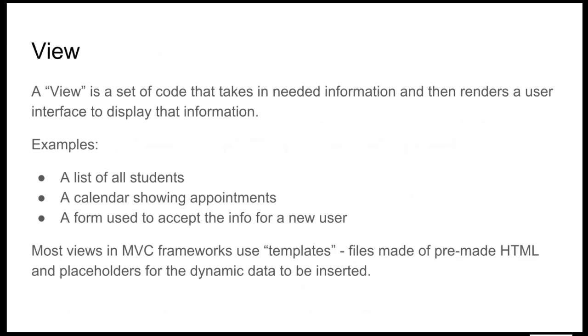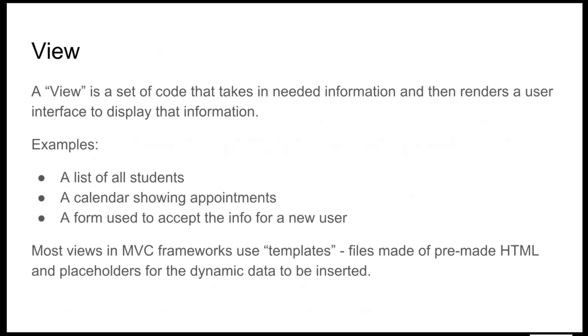Now, a view. A view is a set of code that takes in needed information and then renders a user interface to display that information. What would an example be? You would want maybe a list of all students, or a calendar showing appointments, or a form that's used to accept information from the new user. And this is where, to come back to what we talked about a few minutes ago, most views in MVC frameworks use templates. These are files that are made up of two things: pre-made HTML and placeholders for the dynamic data that's going to be inserted. These are templates, and we've talked about this earlier in the presentation. Okay, so there's a view. Again, the view area of your application is concerned with user interface.